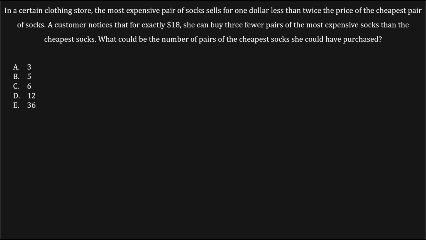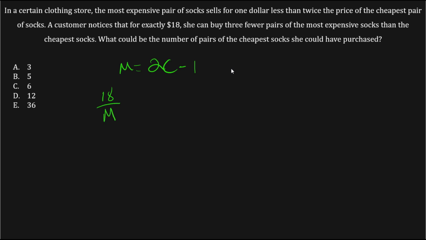Okay, question 2. In a certain clothing store, the most expensive pair of socks sells for $1 less than twice the pair of cheapest socks. So most expensive is equal to 2 times the cheapest minus $1. Alright. Customer notice for exactly $18. She can buy 3 fewer of the most expensive socks than the cheapest socks.